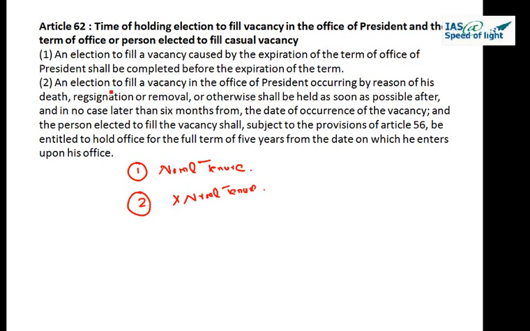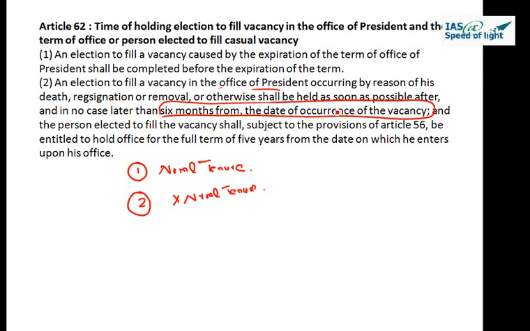So an election to fill a vacancy in the office of president occurring by reason of his death, resignation or removal shall be held as soon as possible, in no case later than 6 months from the date of occurrence of the vacancy. This time period becomes very important for us, and in this case the vice president acts as the president of India. Another important thing this article says is that the person who now comes in as president will hold the office for the complete 5 year term, from the date on which he enters into the office.